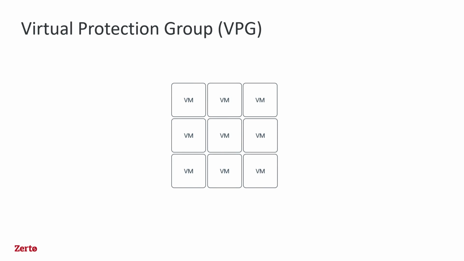Protecting a VM or multi-VM application stack to Azure is as simple as adding them to a Virtual Protection Group, or VPG. Anyone familiar with creating VPGs in a traditional hypervisor environment will find the process of creating a VPG in Azure very similar.